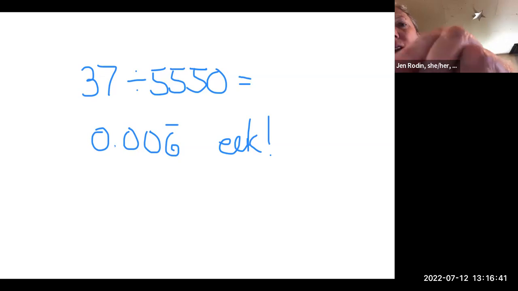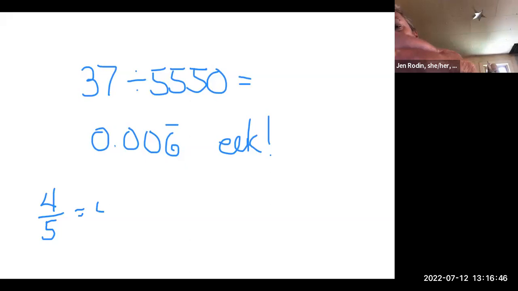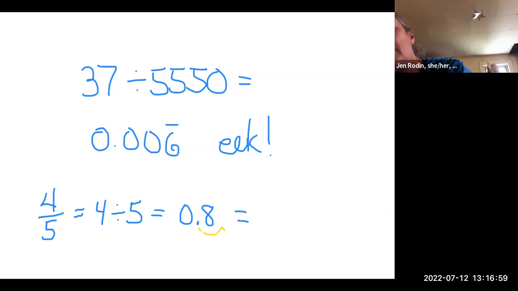Then you have to, if we back it up, if we had 4/5, what if we wanted to write that as a percent? 4 divided by 5, I'm just backing up the truck for a second, would be 0.8. But then when we want to write it as a percent, we move the decimal 2 to the right.